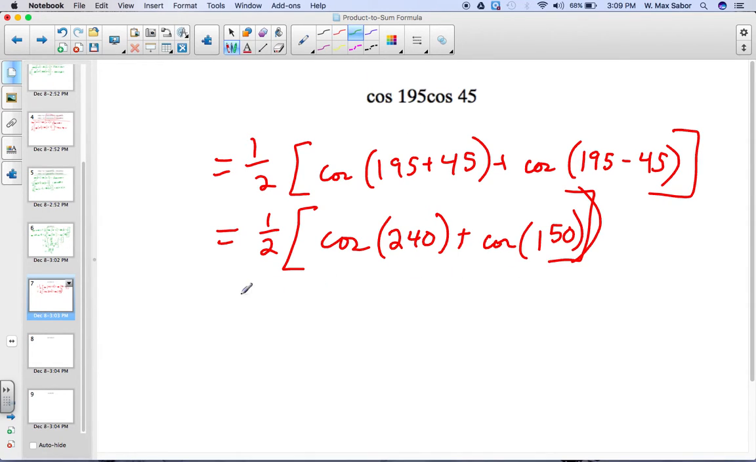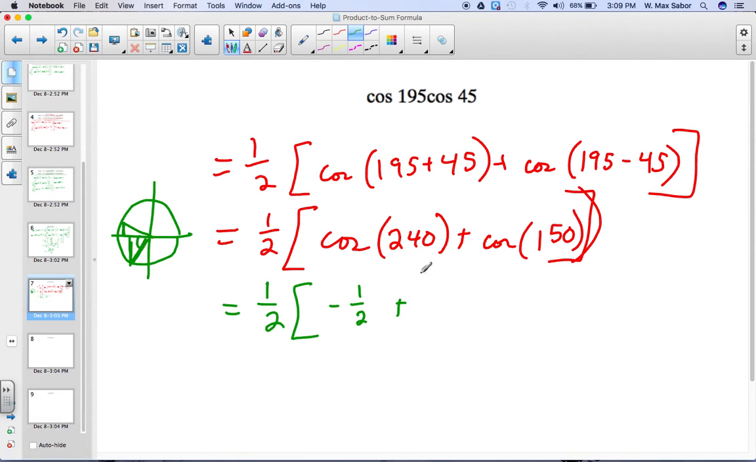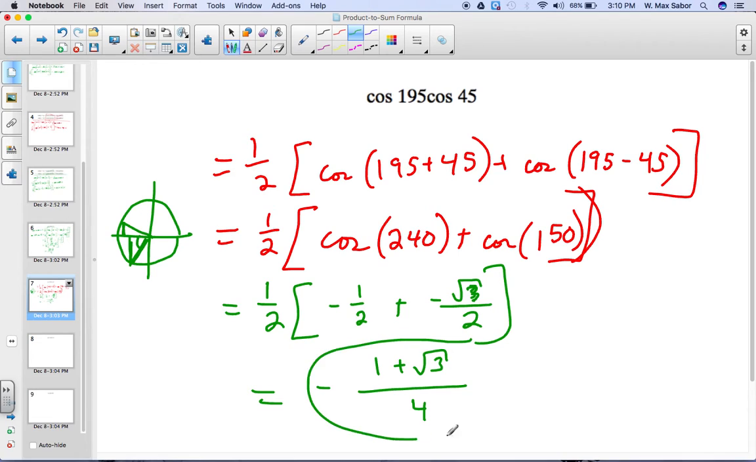So let's see, cosine of 240 is in the third quadrant with a reference angle of 60. So that's going to be -1/2. Cosine of 150 has a reference angle of 30 degrees. It's negative square root of 3 over 2. So then overall we have (-1 plus the square root of 3) over 2 times 2, which is 4. So that's the product of those two cosines.